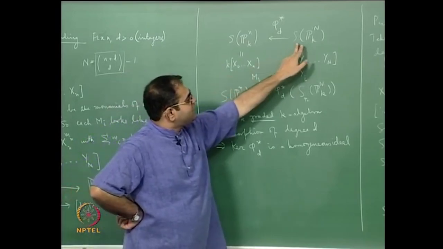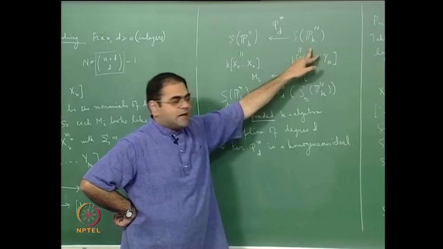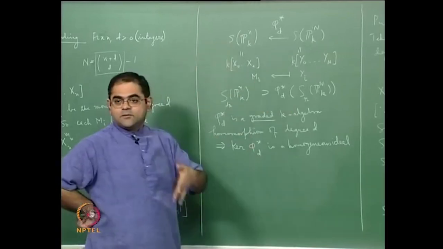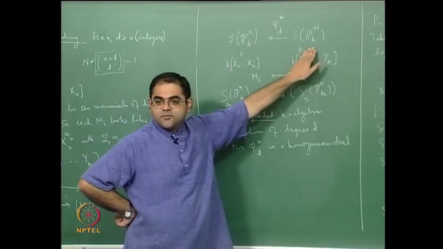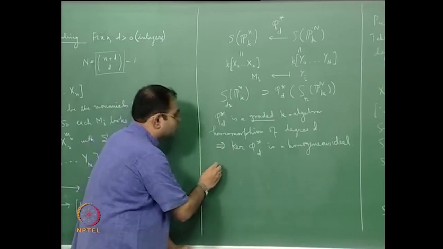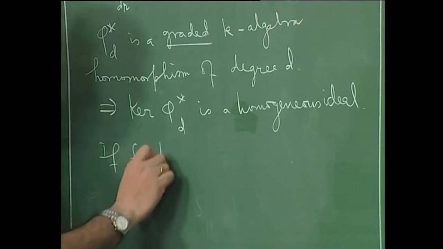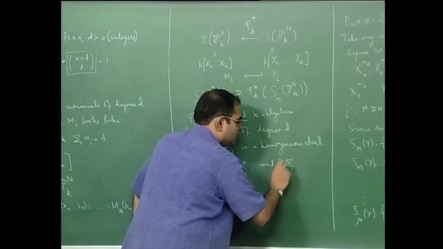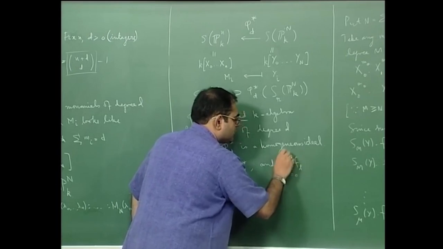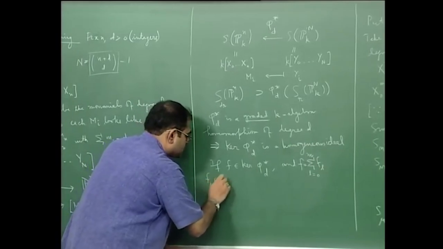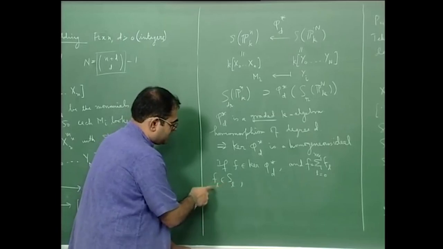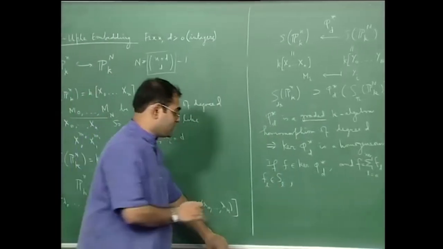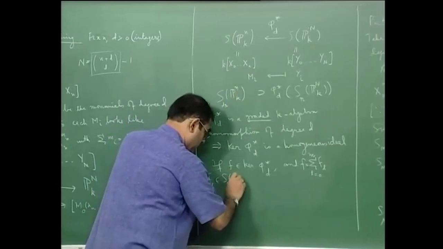That is because if you take the polynomial and take any degree L part, that will go to a degree L d part, okay. And therefore, if the image is 0, then you will get that each homogeneous part of the polynomial goes to 0. So it is very easy to verify that if f is in the kernel of phi d star, and f is the sum of f sub l, l equal to 0 to some m, where f l belongs to s l, okay. This is the breaking up of f into its various homogeneous parts. S sub l is the degree l homogeneous piece of this big Pn, okay.